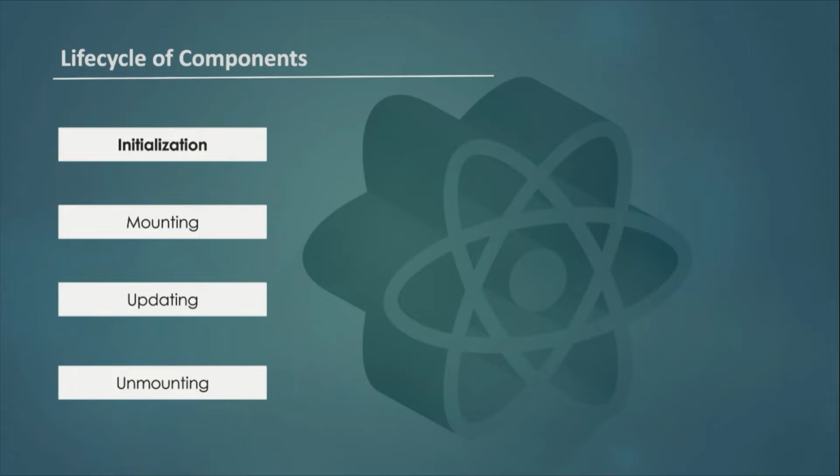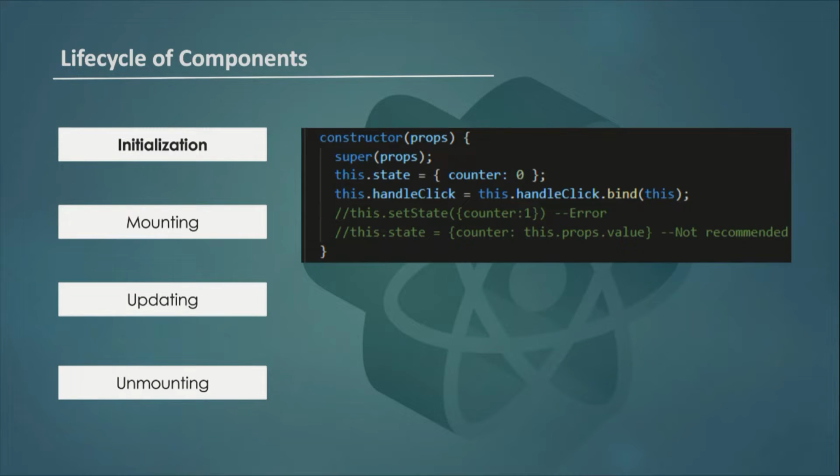There are four stages in the component lifecycle: initialization, mounting, updating, and unmounting. Initialization is where we initialize state and bind methods in a constructor. If we don't initialize state and don't bind methods, we don't need to implement a constructor for the component. The constructor is called before the component is mounted.